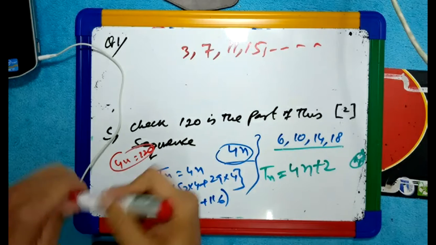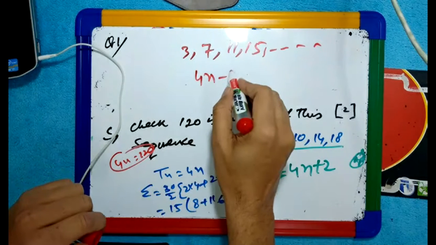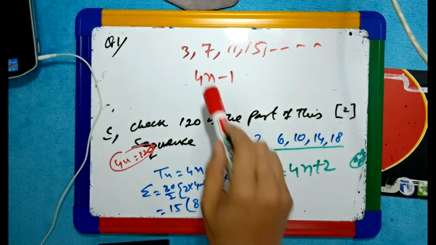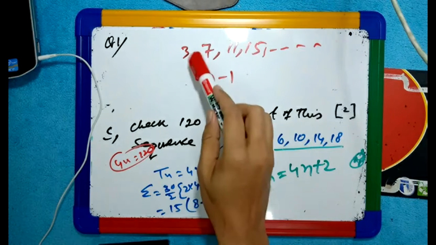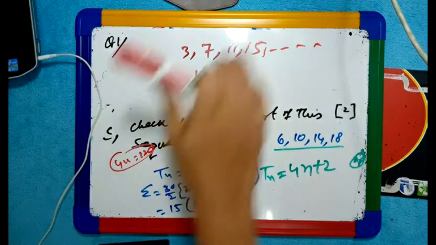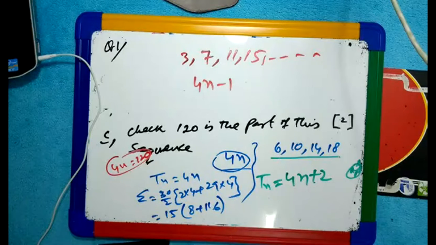Great. Like this, plus or minus whatever. If you try this second one, 4 times 2 minus 1 is 7. 4 times 3 minus 1 is 11. Everything is perfect. I got it. Like that you can do next time.